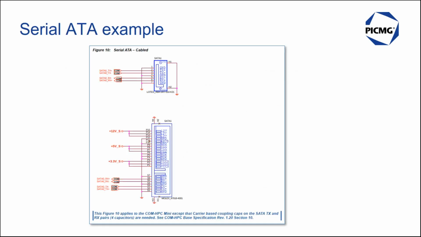With SATA, the implementation between COM-HPC client and server differs compared to COM-HPC Mini. In this case, the unchanged sample schematics are only valid for COM-HPC server and client. The required adaptation for a COM-HPC Mini carrier is described in the commentary. So, on a COM-HPC Mini carrier, additional series capacitors are required for the RX and TX signals, which are not shown in this figure in the design guide.